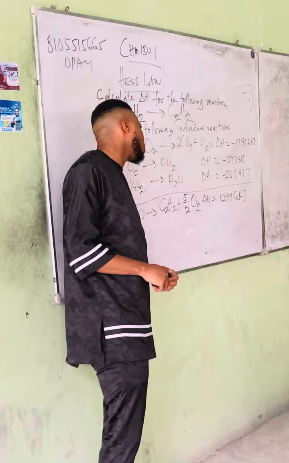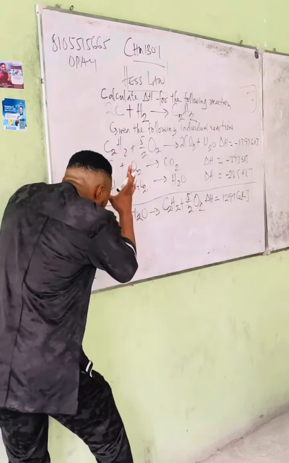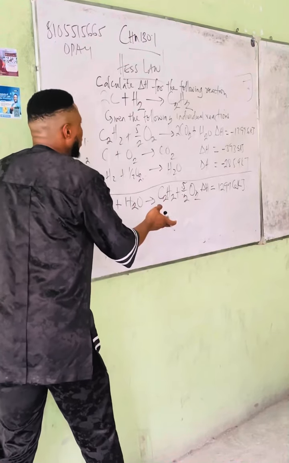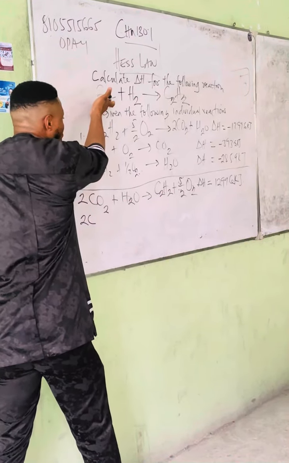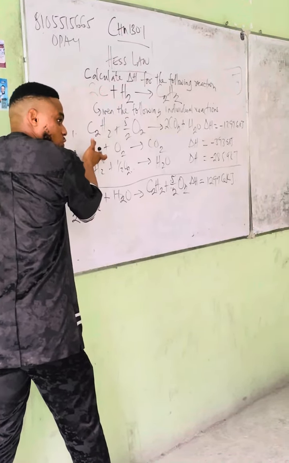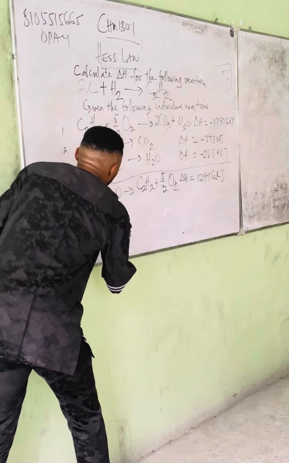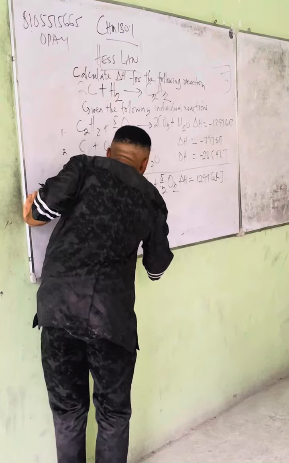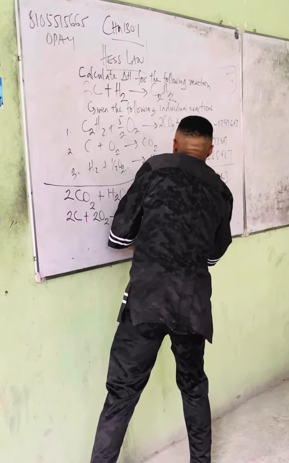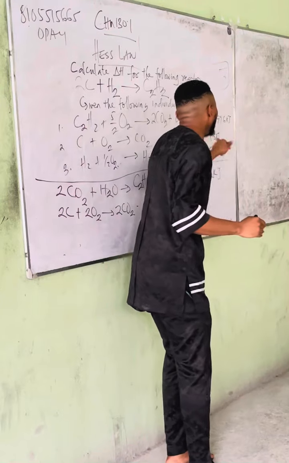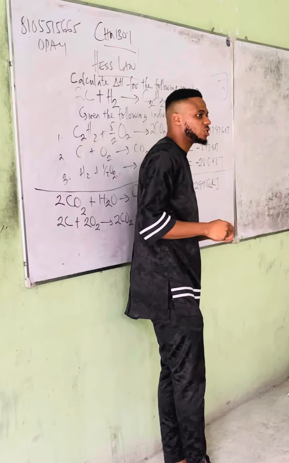Including our delta H. So now look at this. Rearranging it, we have 2C. We don't need to swap now, is it not? Because in the general reaction, we have it on the reactant side as well as here. So 2C plus 2O2 to give us 2CO2. Then our delta H will be equal to 2 times minus 393.5, punch it.